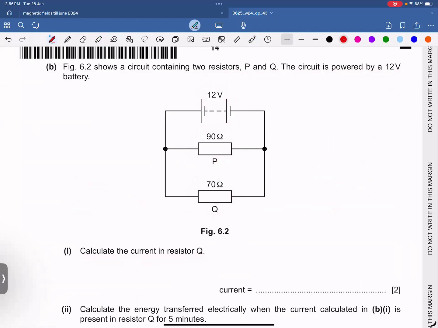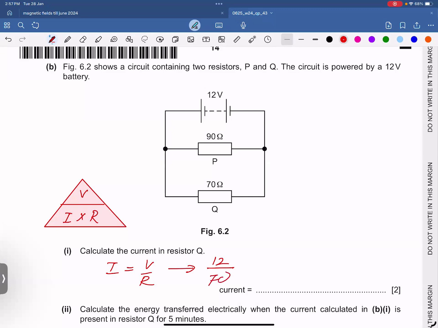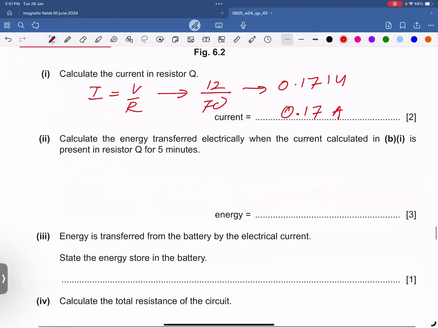Easy, using Ohm's law. You know this triangle, students? It says V equals IR, so I will be V upon R. The voltage in parallel is the same, which is 12, over the resistance of Q, which is 70. So 12 upon 70 is 0.1714. You round to two significant figures: 0.17 amperes. Don't forget to write the unit.